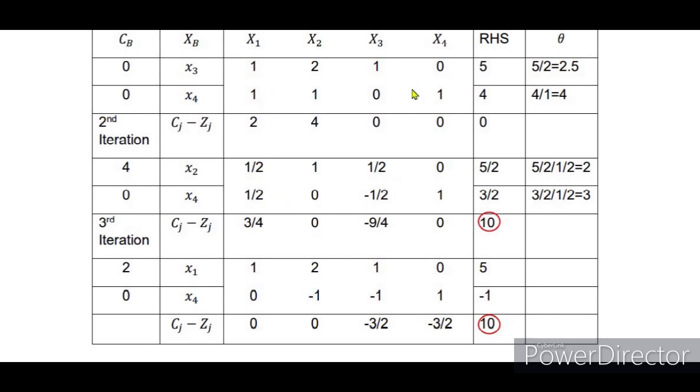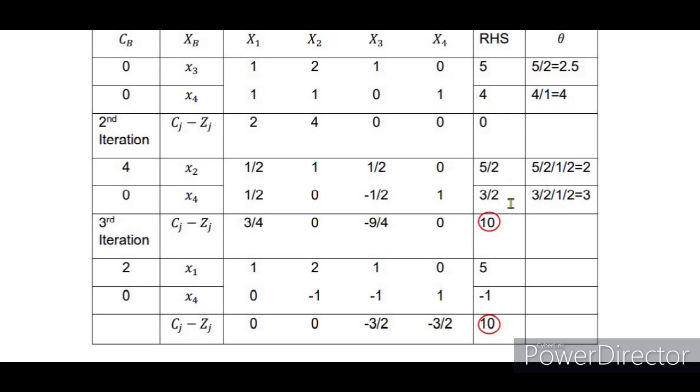Now let's move on to the x sub 3 column. The value of the row x sub 2 is 1 half. So 1 half times 1 is 1 half. The previous value is 0. So 0 minus 1 half is negative 1 half. Next, 0 times 1 is 0. The previous value is 1. 1 minus 0 is 1. Next, 5 halves times 1 is equal to 5 halves. So 4 minus 5 halves is equal to 3 halves.